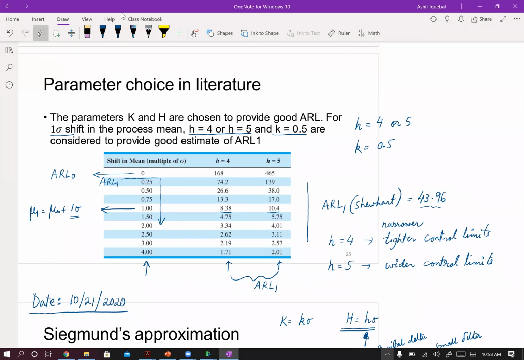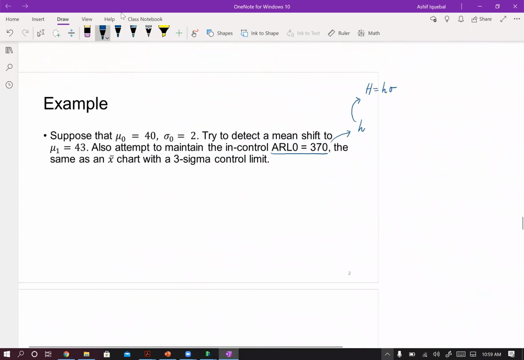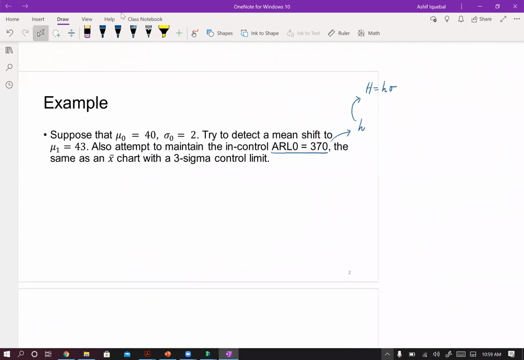Now, if I go back to the table that I showed you the last time, if h is equal to 5, ARL 0 is 465, which is a little higher than what we want. We want 370. And if h is equal to 4, then ARL 0 is equal to 168. So definitely the value of h in our case will be somewhere in between 4 and 5. But we still don't know the exact value of h, and unfortunately, we don't have any formula to calculate h directly.